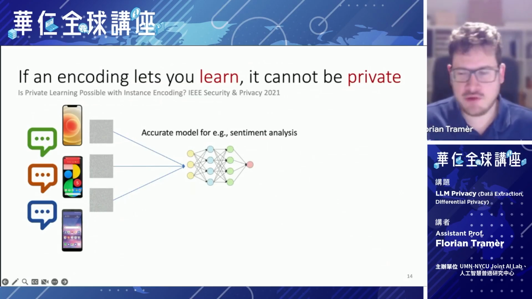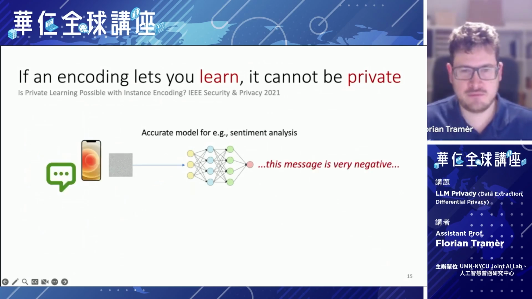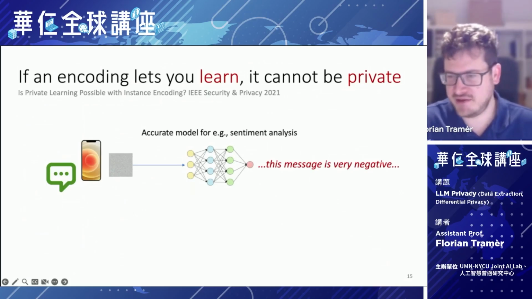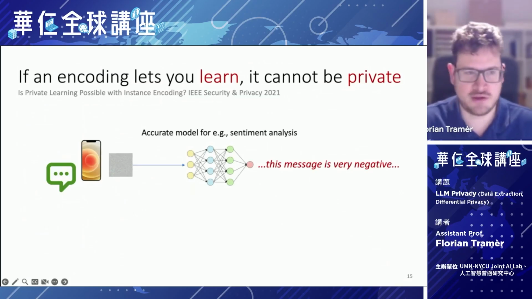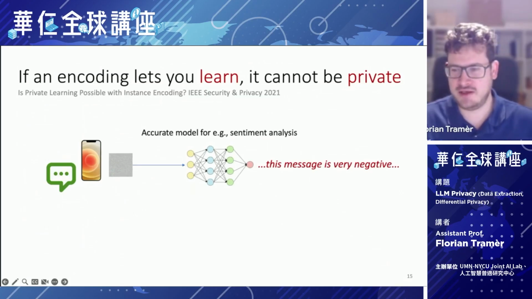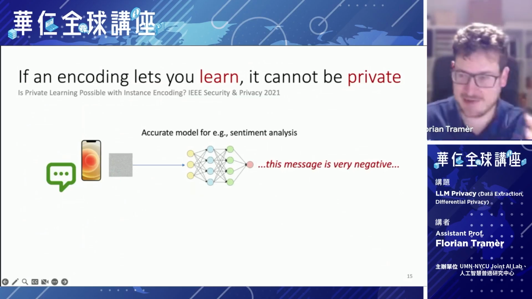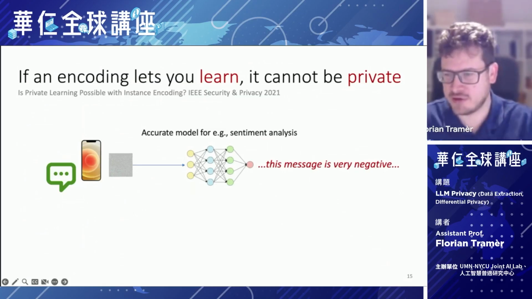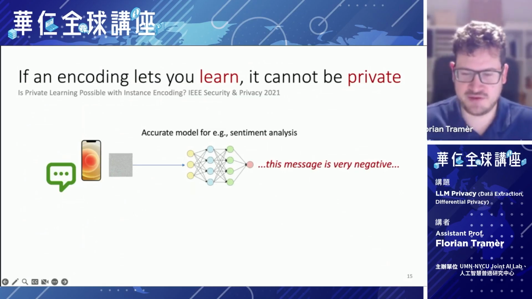But then what we can do is we can just take any of the encoded pieces of data and just feed them into the model. And then, because the model is accurate, well, it presumably will tell us, this message is negative, this message is positive, and so on. And so in any case, the task that we're training on must somehow leak from the data. Like we will be able to label the data that we use as training data.